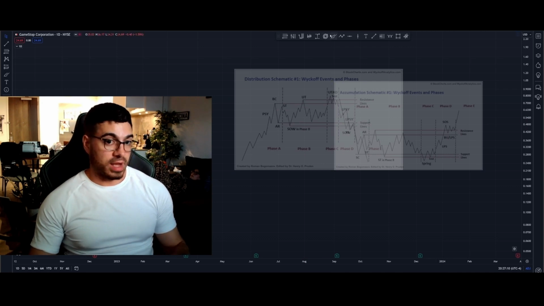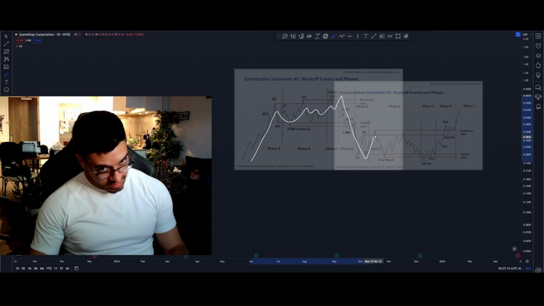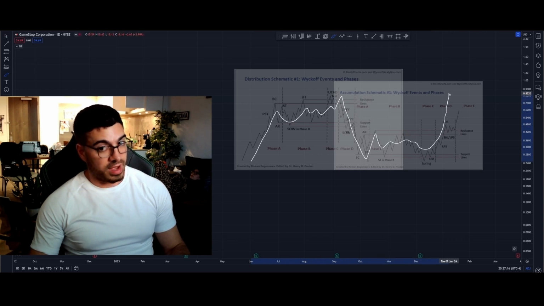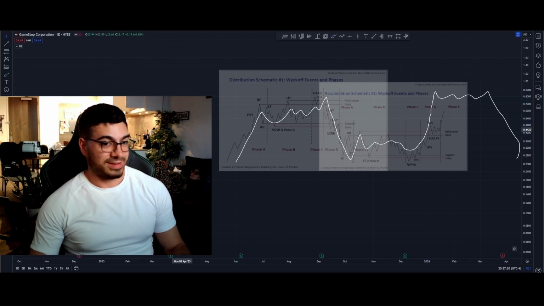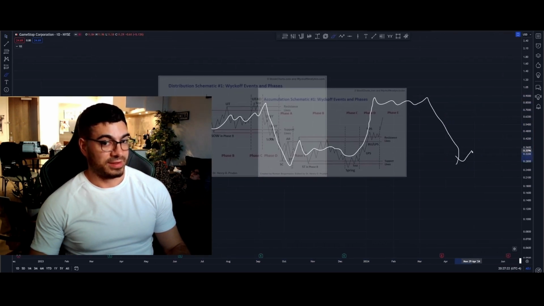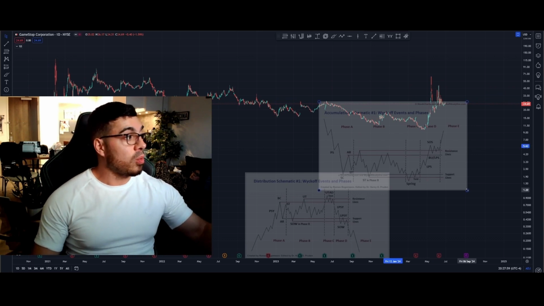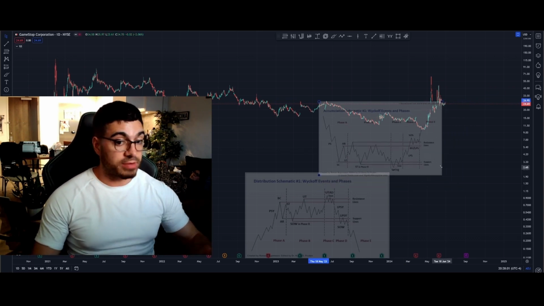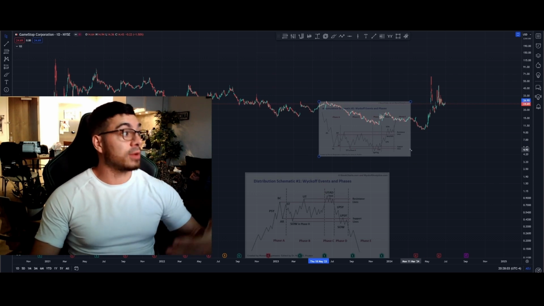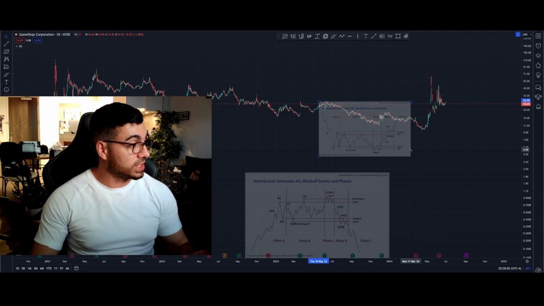If you can memorize this schematic, right? And then it goes over and over again, right? It's the same thing over and over again. So remember, it is a schematic within a smaller schematic, within a smaller schematic, within a smaller schematic, all the way down to the 1 second chart.